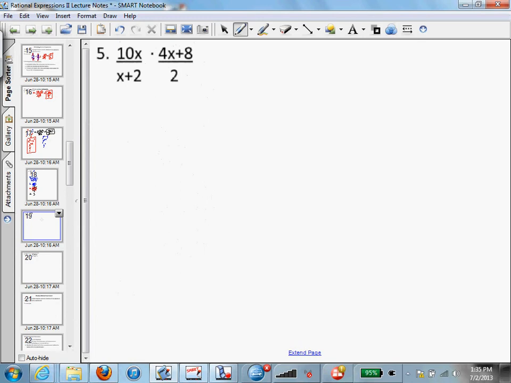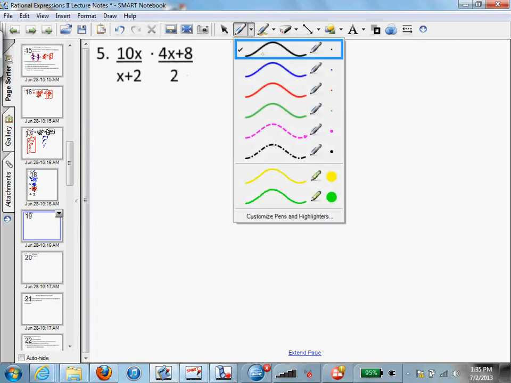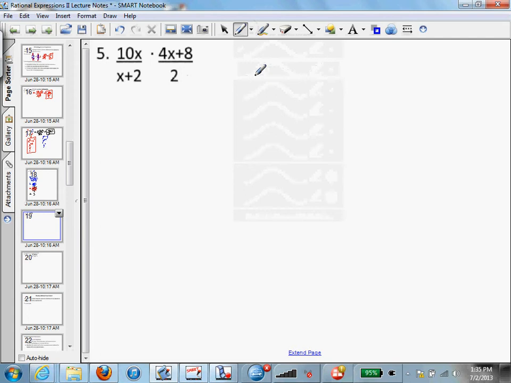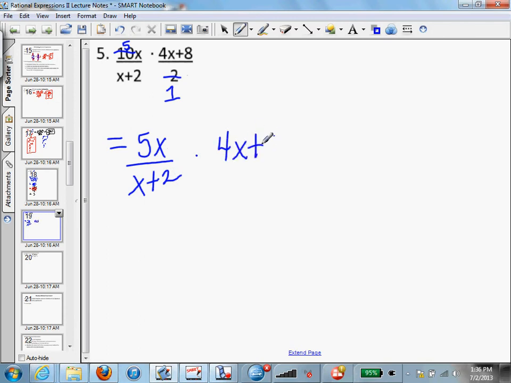Okay, looking at some more examples, we have 10x over x plus 2 times the quantity 4x plus 8 over 2. First thing you want to note is that 10 and 2 can cancel out diagonally here. 2 can go into itself 1 time, and 2 can go into 10 5 times. So if we just want to rewrite this as 5x over x plus 2 times 4x plus 8 over 1.